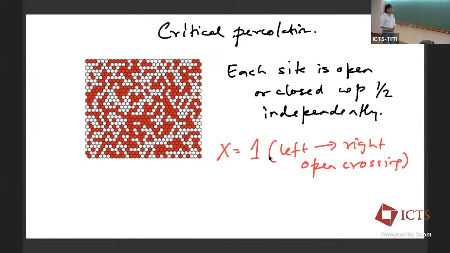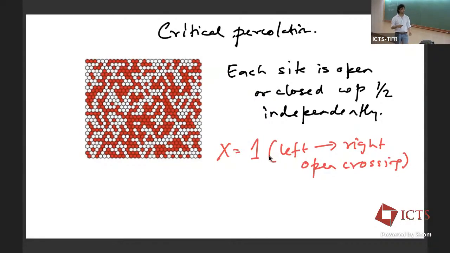Okay, and then the thing that probably started all this is critical percolation. Again, I think this has been mentioned a few times over the duration of this conference. For people who are not familiar, let's say you take the hexagonal lattice, and every vertex is colored independently 0 or 1, or red and white, with probability 1/2, which is the critical probability. And you're interested in this random variable, which is whether there is a crossing of open vertices from the left to the right. Okay, so that's an indicator function.